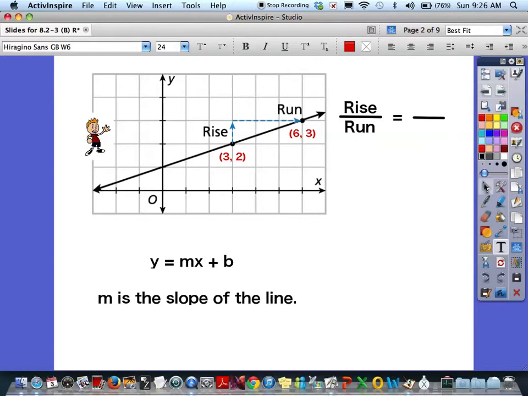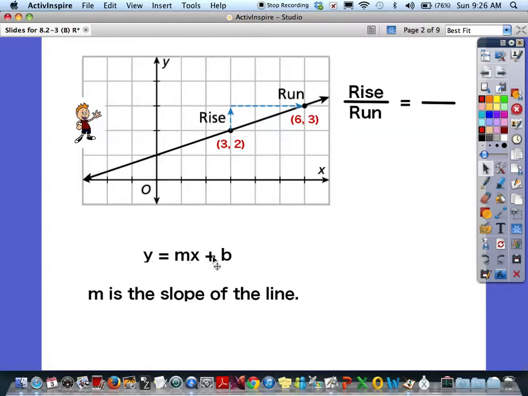One thing I want to point out quickly is that in the equation y equals mx plus b, m is the slope number. So whatever m is, whatever this number here is, that's the slope of the line. Just something to keep in mind.